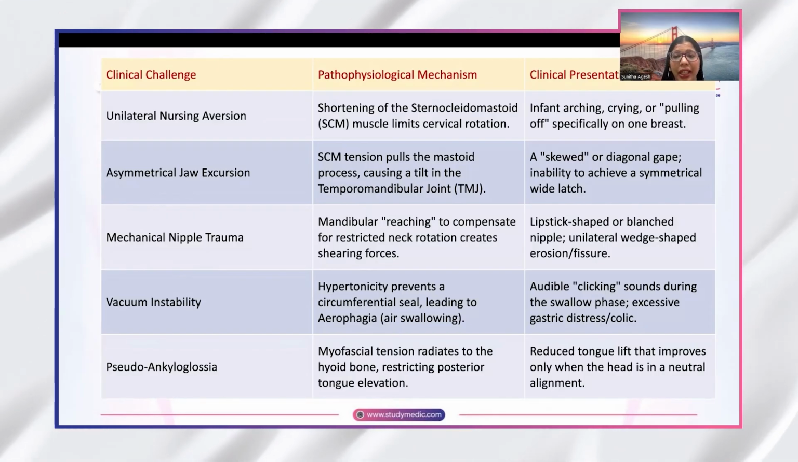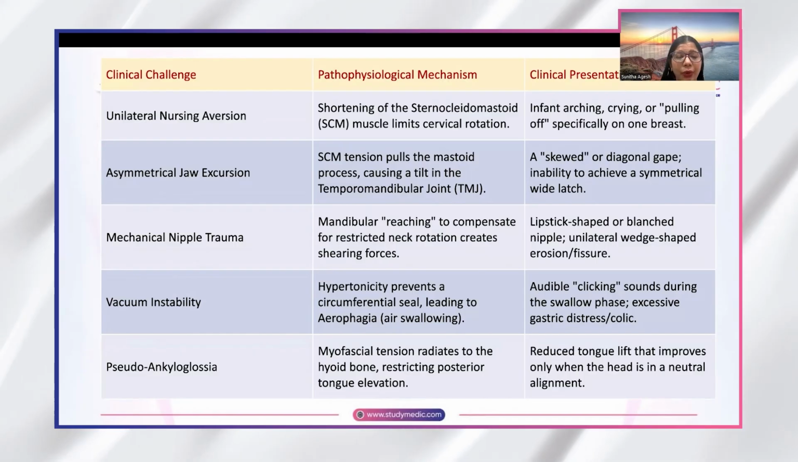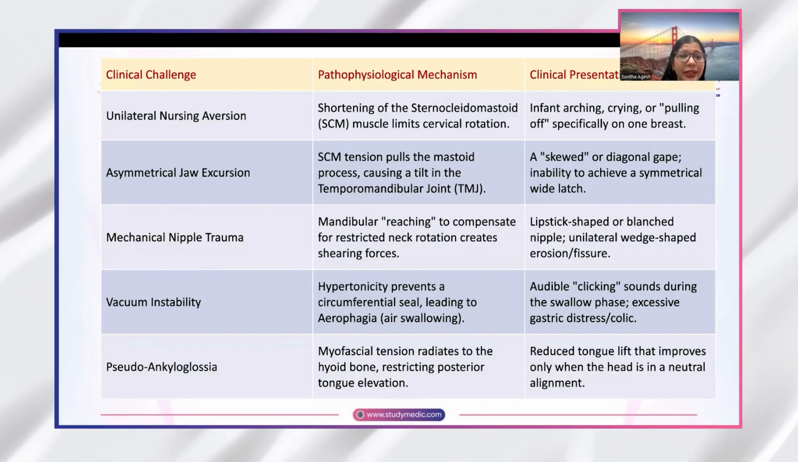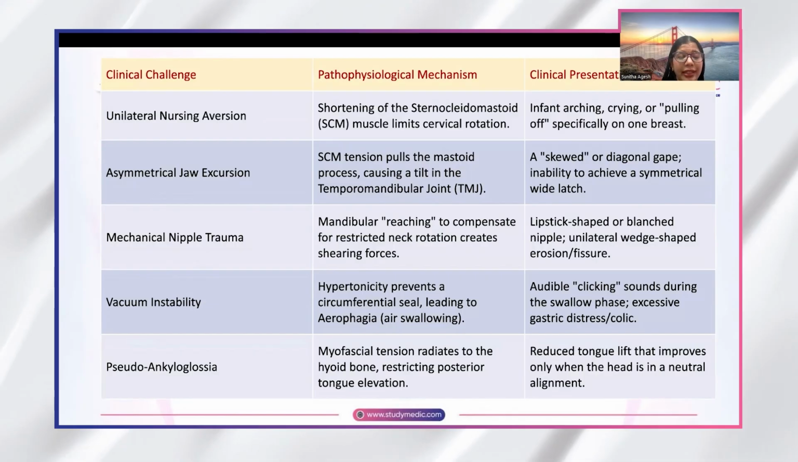The infant will be arching, crying, pulling specifically on one breast, because if the baby has one side torticollis, the baby will look comfortable with the left side looking. But the baby will reject the other breast because it's difficult to turn the head towards the other side.